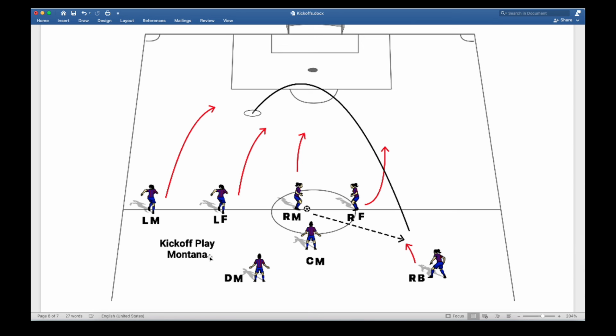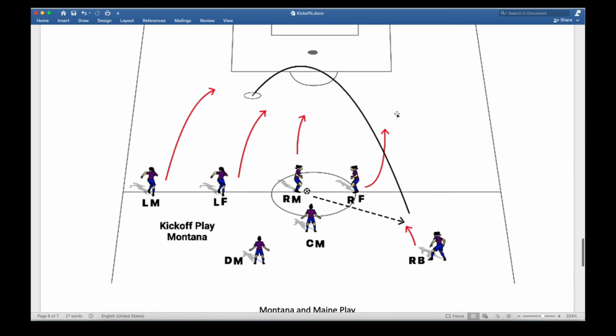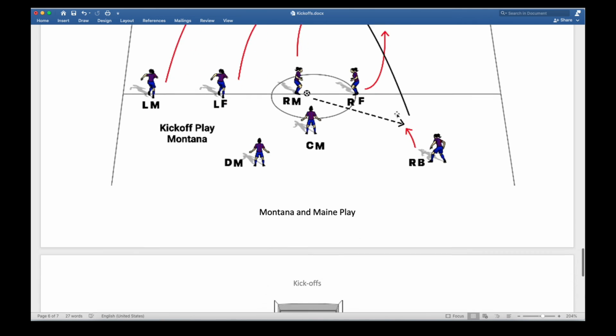And of course, we could do it in the reverse, where we do the left back and send it that way, and that would be Maine. Right, so easy to remember, so you can call that. Whoever's going to be kicking off can work together to figure out what play they want to use.